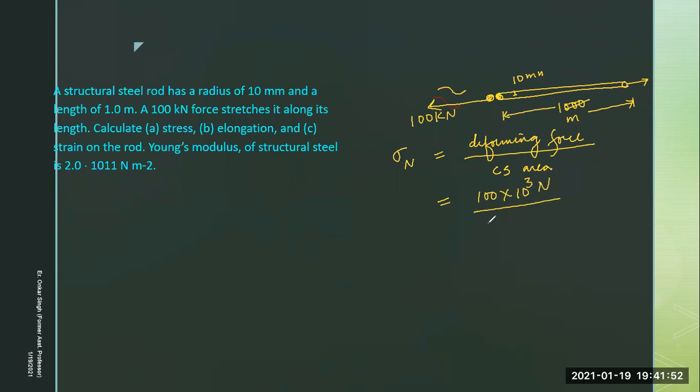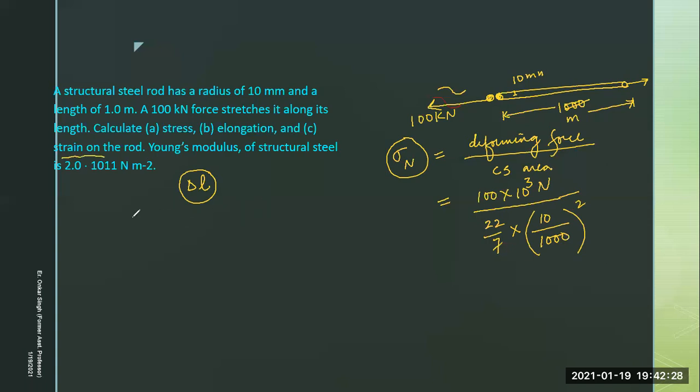cross sectional area, which is pi r square, so it will be 22 by 7 into the radius, which is 10 mm. Please convert into meter, so 10 mm divided by 1000, square, right? This will be the value for the stress once you calculate this. Once you calculate normal stress, then it asks for the elongation. Elongation is delta L. Directly we cannot calculate delta L. First we have to calculate the strain on the rod.